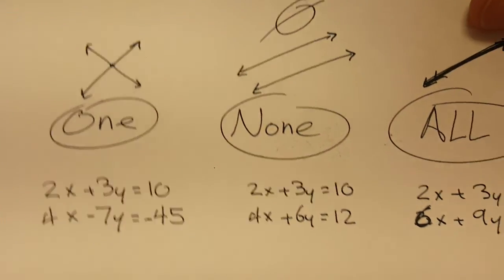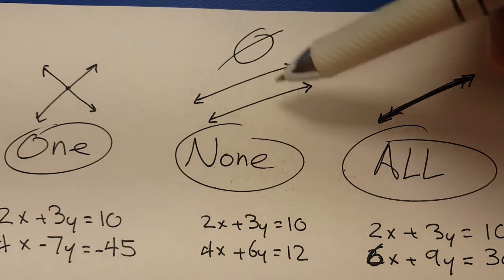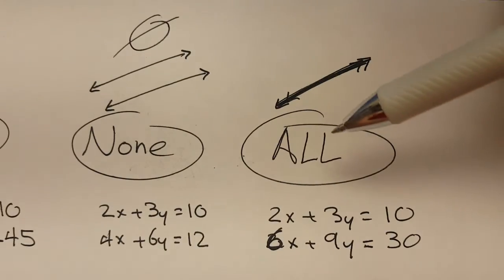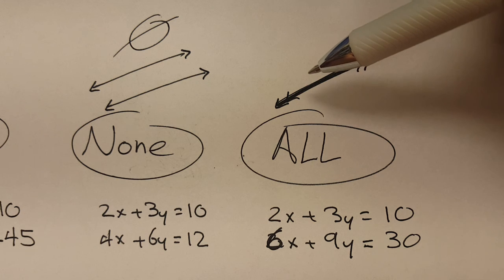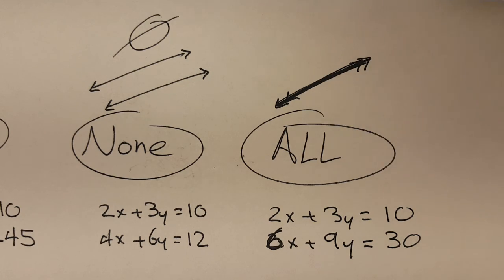Then there's sometimes where you cannot find a solution whatsoever. None. I like to use the empty set symbol. Those are the parallel lines. So remember, it's either once, none, or all the time. Those are the same two lines on top of each other all the time. So that's all the solutions. I think the nerdy way to say it is infinitely many solutions.